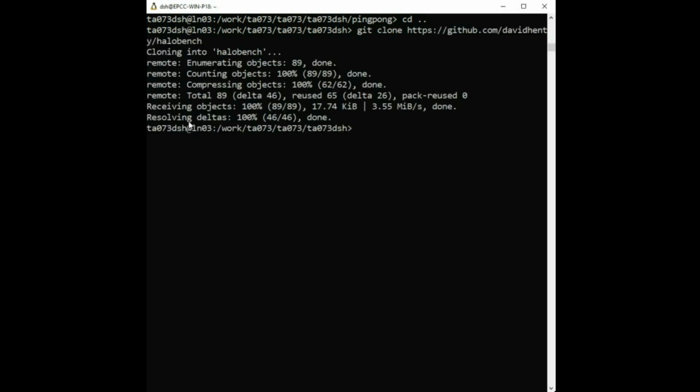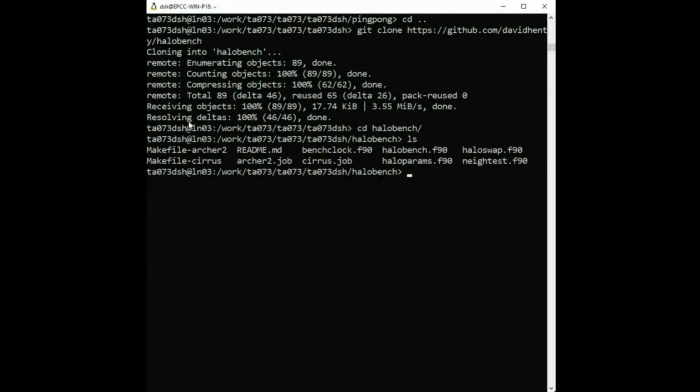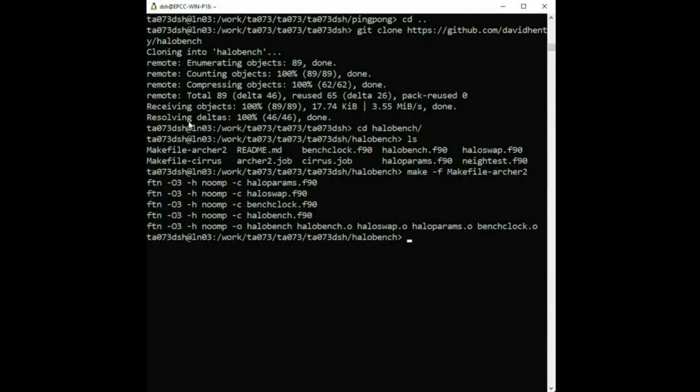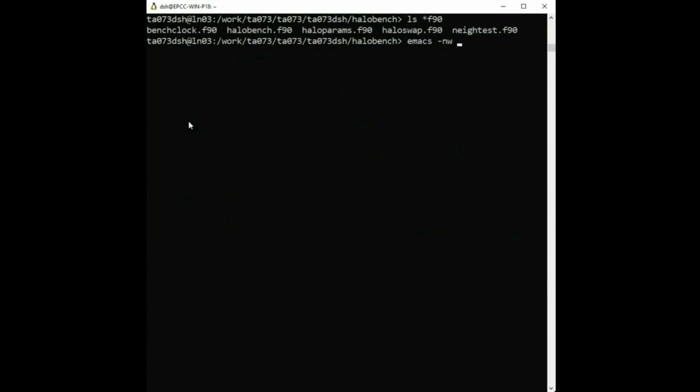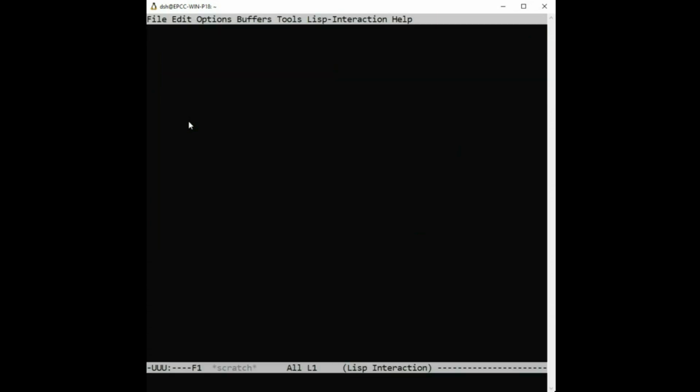So that's my halo bench. We go into halo bench. It's in Fortran, for historical reasons. As I said, I don't have a C version of this. But we should be able to make from Makefile.archer2. So that compiles. If you want to look at the code, although it's in Fortran, it's very simple MPI. So you should be able to sight read it even if you're not a Fortran programmer.